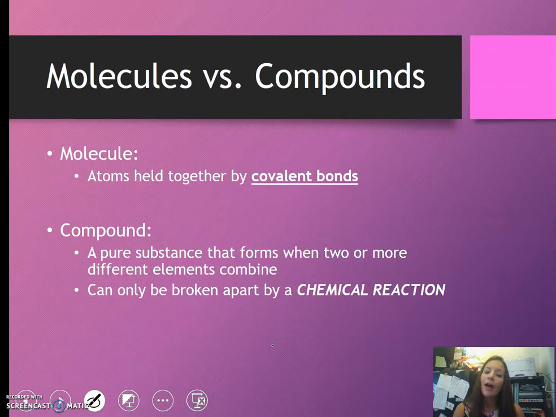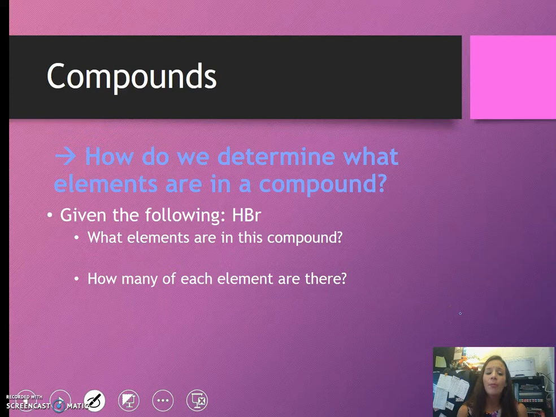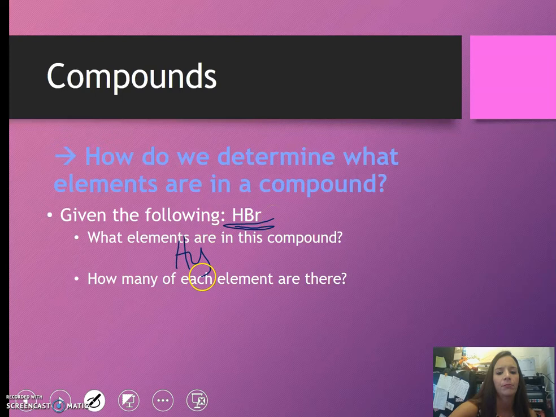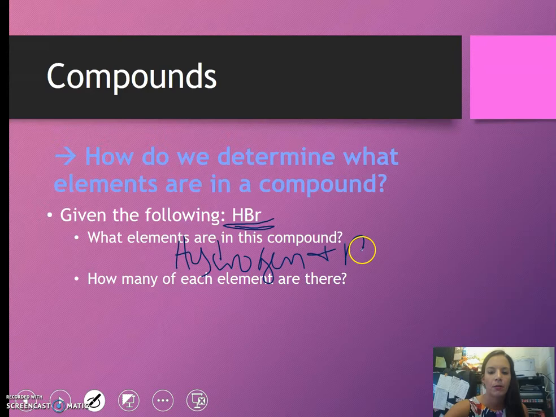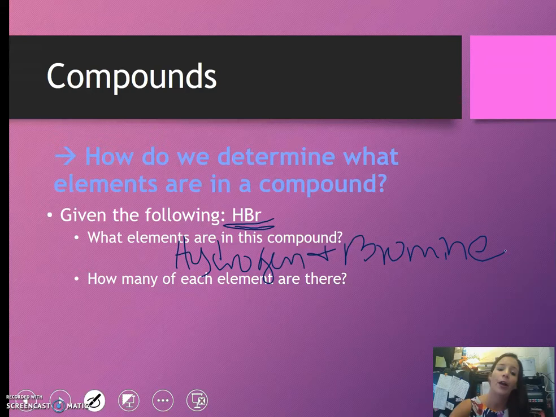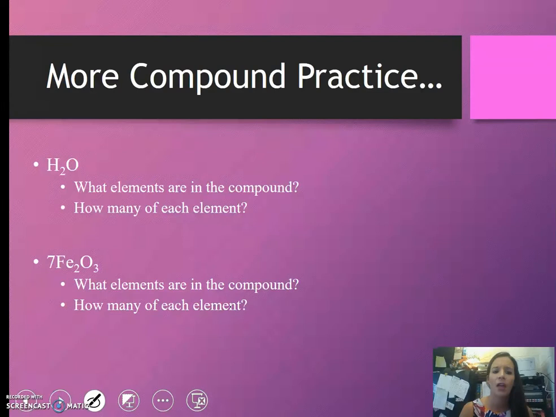So now let's talk about molecules versus compounds. Atoms are held together in general by covalent bonds, and this forms a molecule. A compound then is two or more elements that are combined, and compounds are only broken apart by chemical reactions. So how do we determine the elements in a compound? Well, we're going to use the periodic table, using the symbol to figure out what the elements are. In the following compound, HBr, the elements are hydrogen and bromine. And when we ask how many of each element there are, well, you don't see any numbers, so there's one of each.